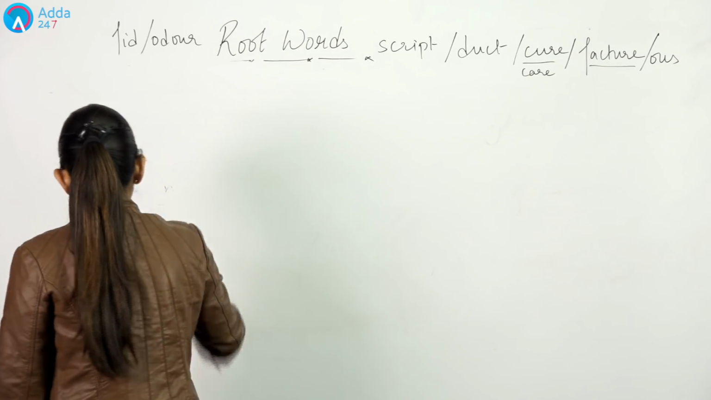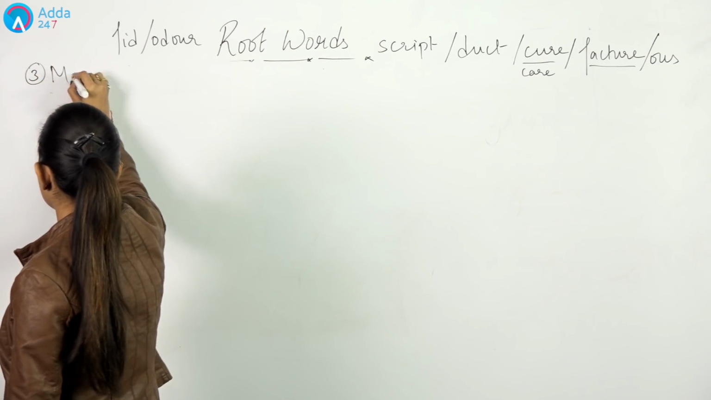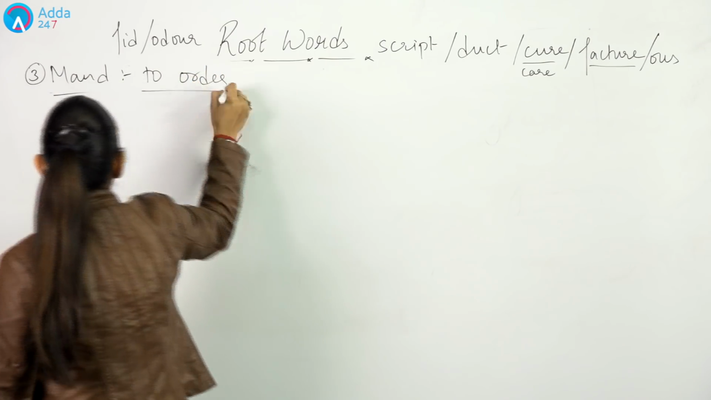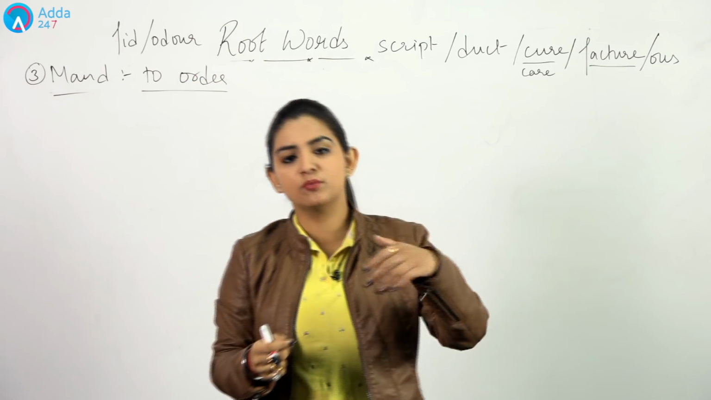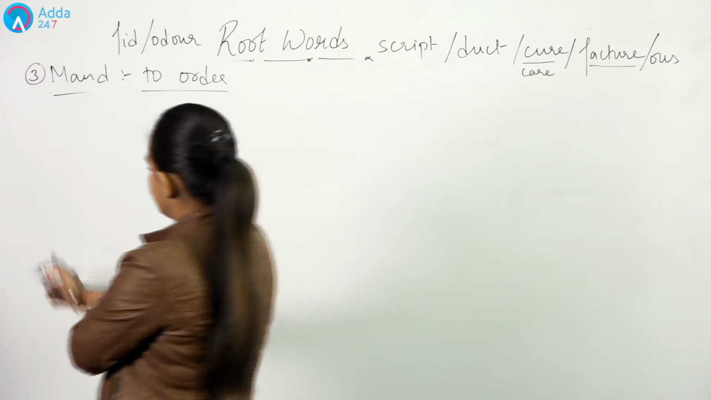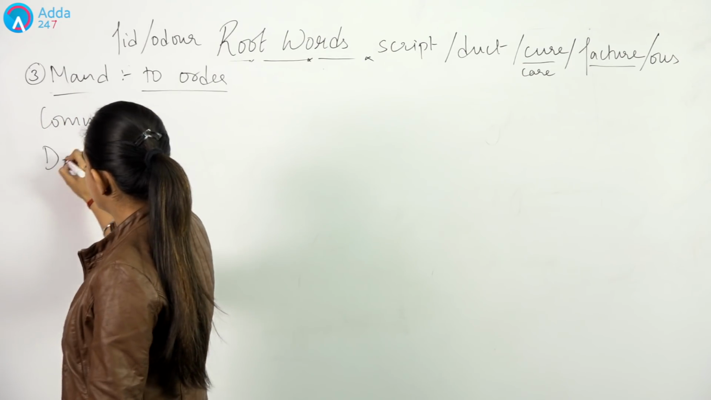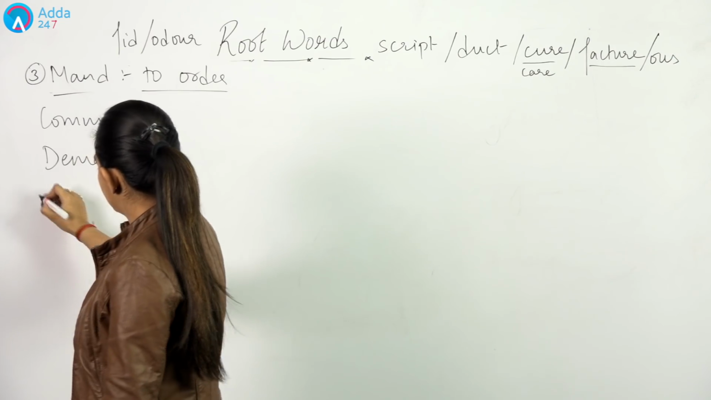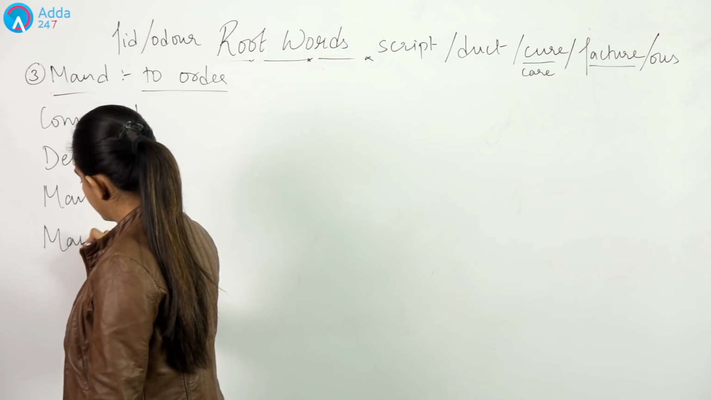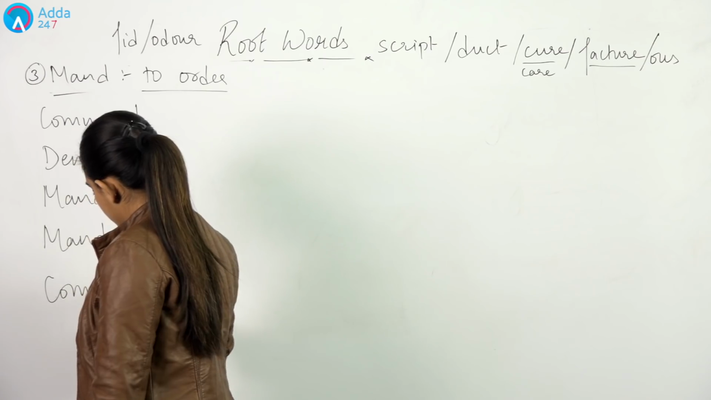The next word today is mand, M-A-N-D, and mand is related to order. To order. That means if you place an order, you give an order, that is what we mean by mand. For example, we have the word command, we have demand, we have mandate, we have mandatory, we have commandeer.